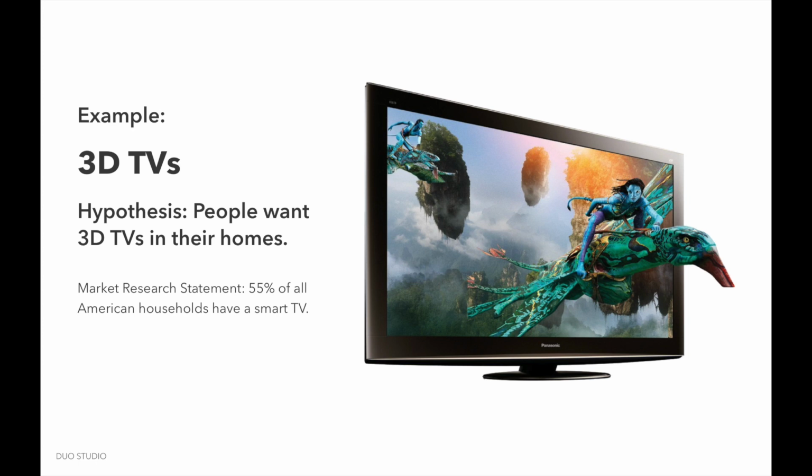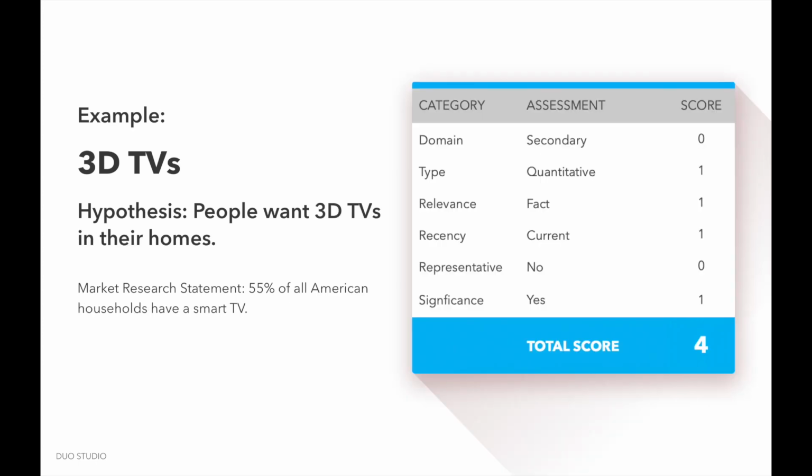55% of all American households have a smart TV. This receives a total score of 4, and I'll explain why. This is secondary information, and secondary information is less valuable than primary information. However, just because it's secondary information does not mean that it doesn't belong in a market research document. It can be valuable. If it's from a reputable source in a very large-scale study, you can accept that information.